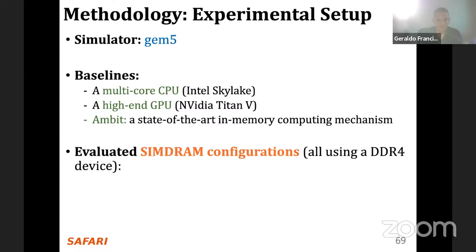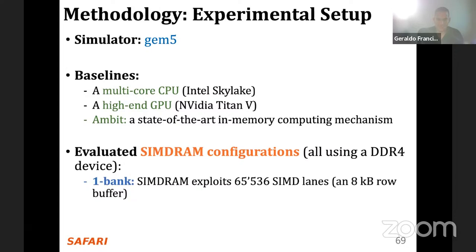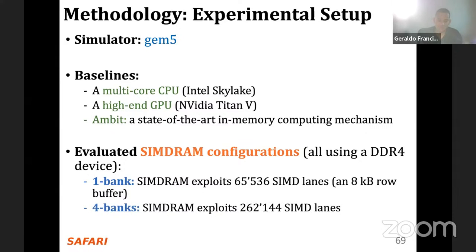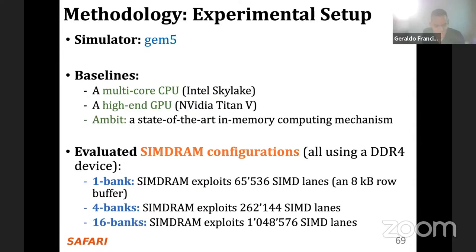We evaluate three different SIMDRAM configurations, all of them using a DDR4 device. The first one is the baseline SIMDRAM, in which we enable one DRAM bank to do SIMDRAM computations. This gives us a width of 8 kilobytes, 65,000 SIMD lanes, which is the same size as the DRAM row buffer, and which scales with the number of banks that we enable. So if you have four banks, this number of SIMD lanes is multiplied by 4, and 16 banks is multiplied by 16.